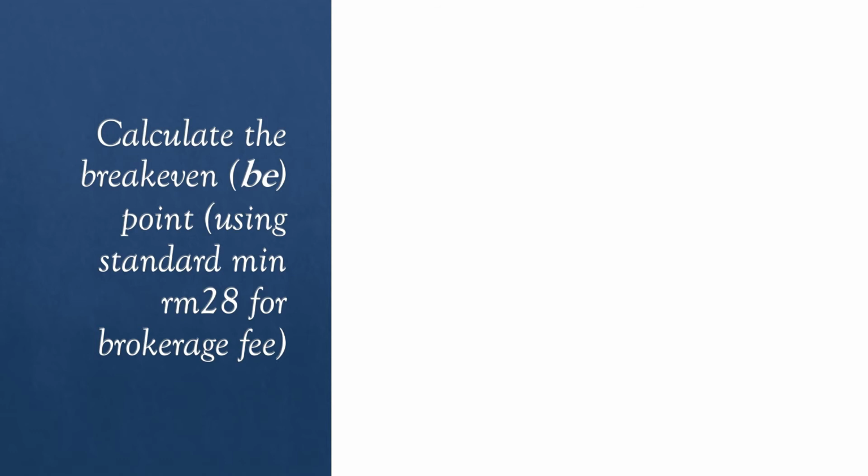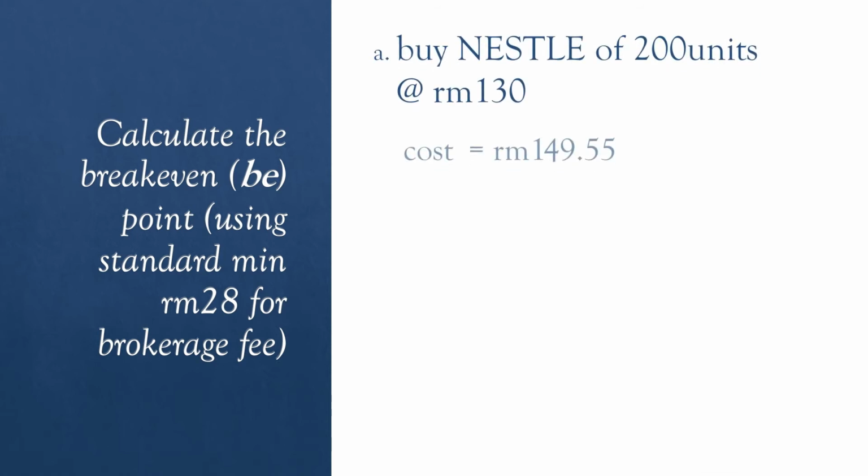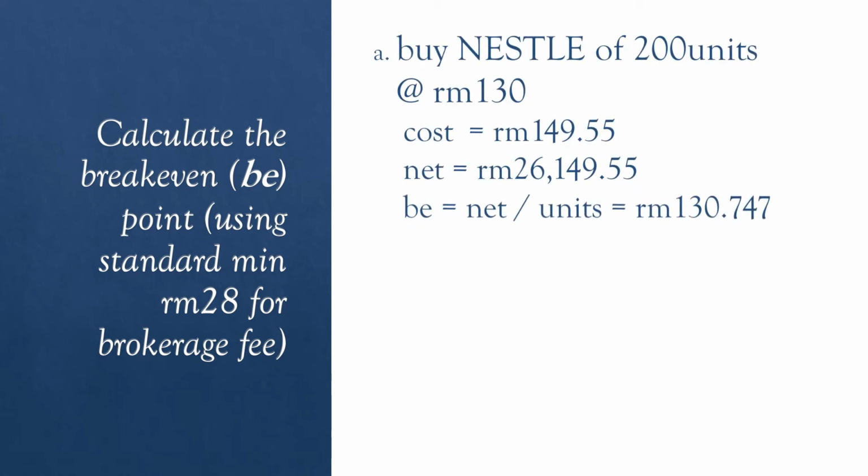Okay, next slide. Let's calculate the break-even point. For example, I'm using Nestle. Dekat sini, your total gross campur dengan cost equals to RM149.55. Oh, sorry, this is transaction cost only. Alamak, salah kira. Transaction cost equals RM149.55. So your net cost, maknanya gross tadi dah campur dengan cost, equals RM26,149.55. So that is the net.